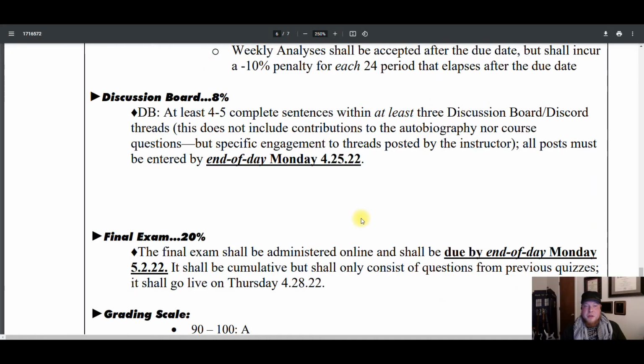Now, the next thing I want to talk about is the discussion board. The discussion board, like the quizzes and the weekly analyses, is also worth 8% of your grade. So here's what you're going to do here. You're going to do at least 4 to 5 complete sentences within at least 3 discussion board or Discord threads. And that doesn't include the contributions to the autobiography nor questions that you just ask about the course, but specific engagement to threads posted by the instructor, that's me. And all these have to be entered in by Monday, April 25th, 2022.